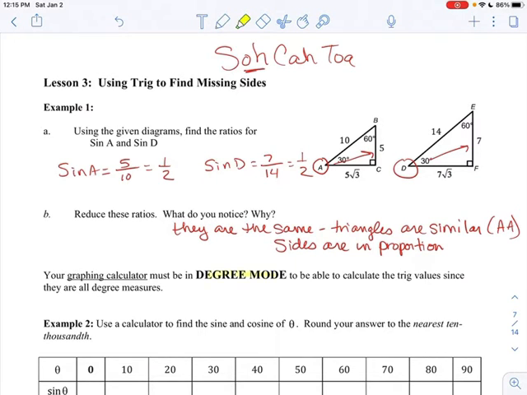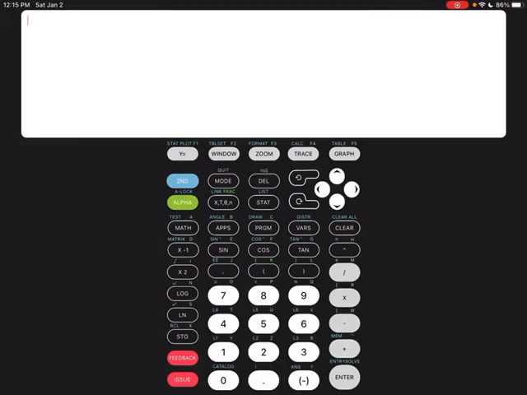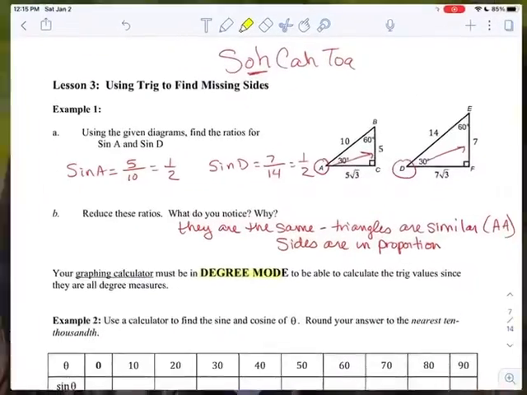Very super important is that your calculator needs to be in degree mode in order to calculate trig ratios. If you go to your calculator, I have one here, when you reset your calculator, it's going to be in radians. If you hit the mode button right here, see how it's in radians? I'm going to scoot down and over to the right, and hit enter. I want it to be in degrees. So make sure that your calculator, whether an actual TI-84 or this app on your phone, called Calculate 84, is in degree mode.